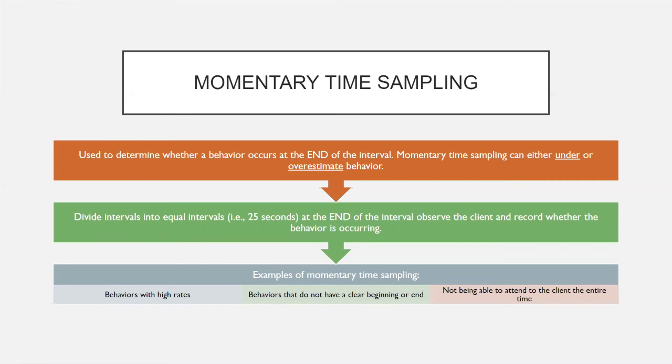Momentary time sampling is used to determine whether a behavior occurs at the end of the interval. Momentary time sampling can either over or underestimate a behavior. This type of interval data recording is best used with behaviors with high rates, behaviors that do not have a clear beginning or end, or if you're not able to attend to the client the entire time. For instance, teachers who have to attend to more than one student at a time.